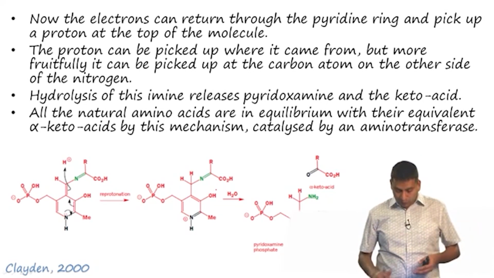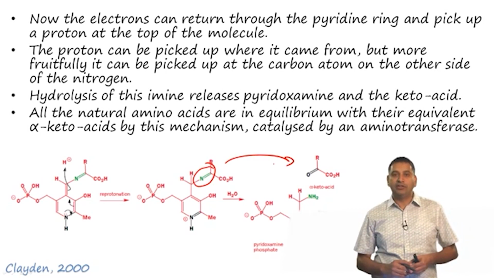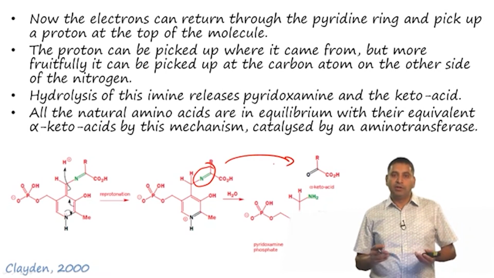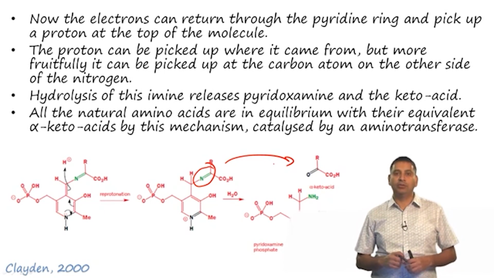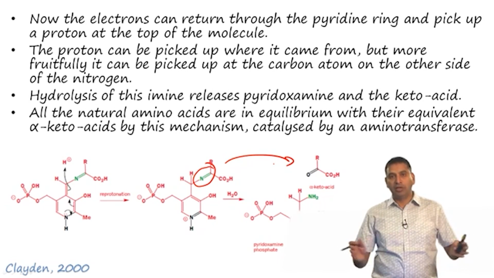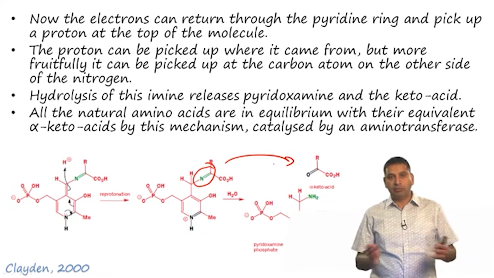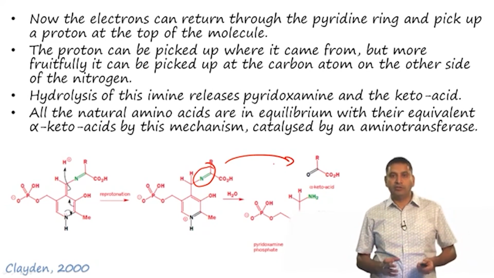Hydrolysis of the imine that is formed then gives you the alpha keto acid as shown here. We will not go into the details of the hydrolysis mechanism of imines; I shall assume that you are familiar with it. So, all natural amino acids are essentially in equilibrium with their equivalent keto acids by this mechanism, and this is catalyzed by aminotransferase.